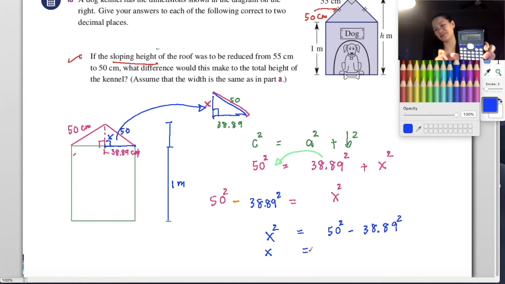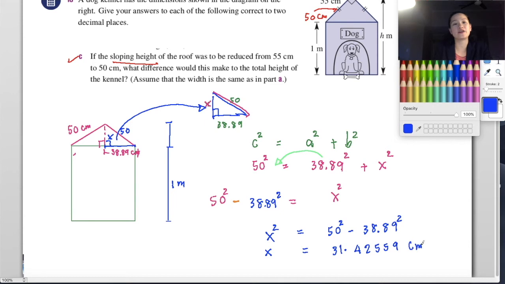Then this one is x squared, but I would like to write only x. I paste it like answer, and then I square root the answer. So I'm going to get x equals 31.4259 centimeter.